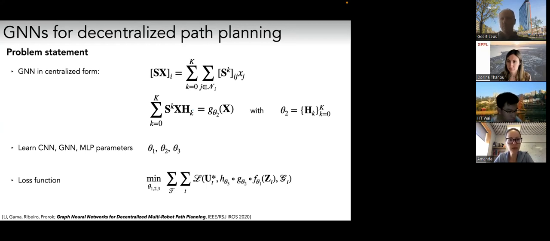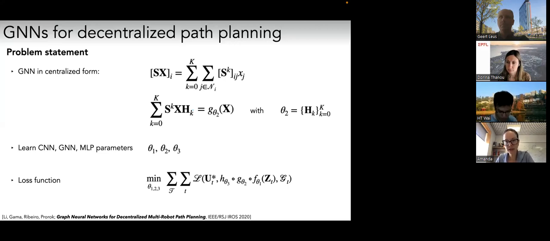We're simply going to use the abbreviation G for this whole communication function, and theta sub 2 are the parameters of this communication function. Now recall that we also have a CNN and an MLP in our pipeline, and we're going to learn these three modules in an end-to-end manner within an imitation learning setup where we're trying to copy an optimal solver, because we know these optimal solvers exist. We're going to be minimizing a cross entropy loss function that considers optimal discrete actions performed by our expert algorithm, an optimal solver that we're going to borrow from the multi-agent pathfinding community. So this is how we set up the learning problem.